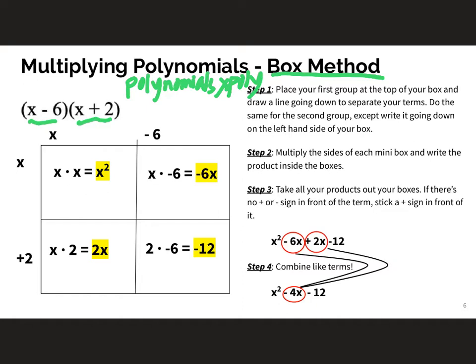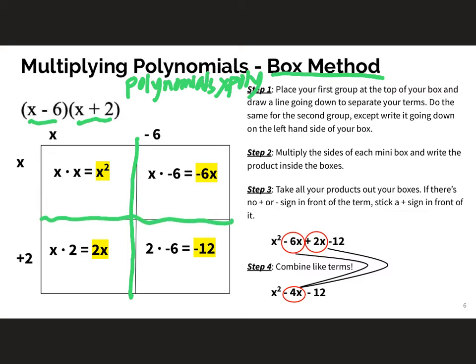So when I'm doing the box method, I first want to draw a box. I'm not going to try to draw it because my handwriting is really bad, so you'll see a box on the screen, and you want to place your first group, like x minus 6, at the top of your box. After you place your first group at the top of your box, you want to draw a line that's dividing your two terms. Do the same thing with your second group, x plus 2, except make it go down the left-hand side. Once again, draw your line that separates your two terms.